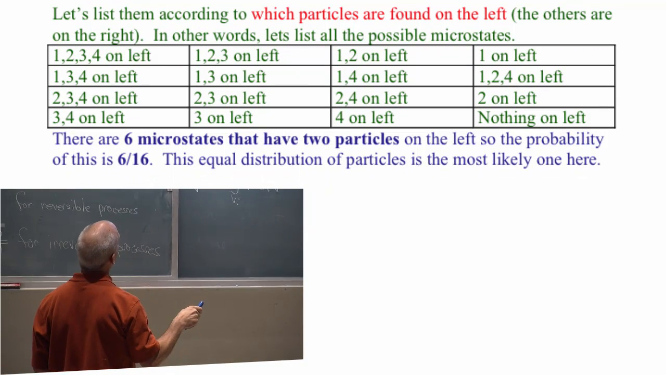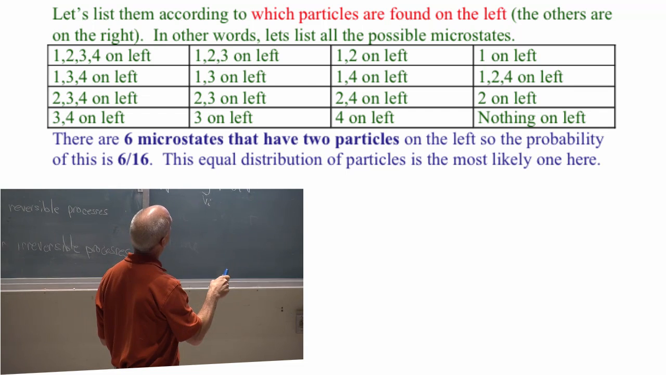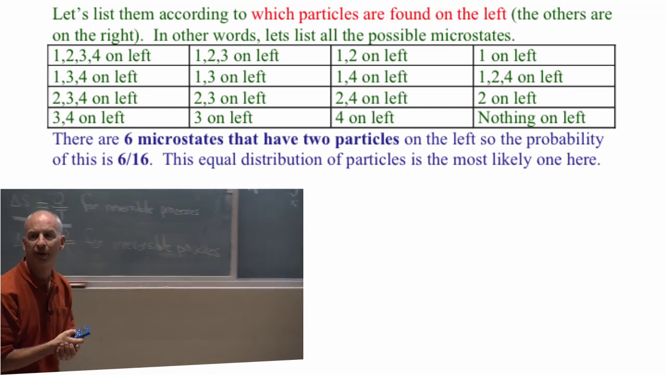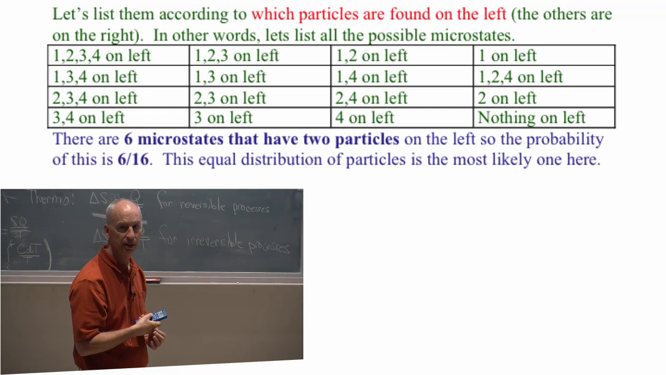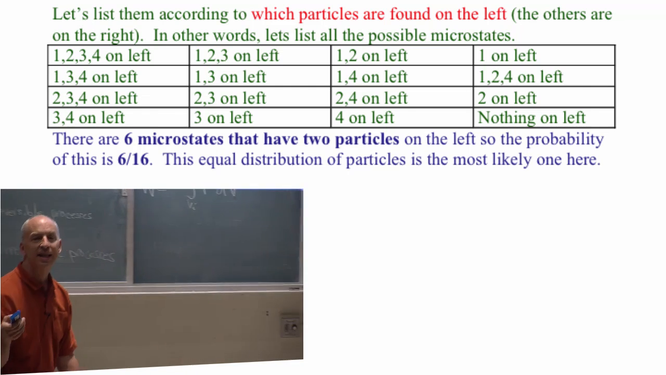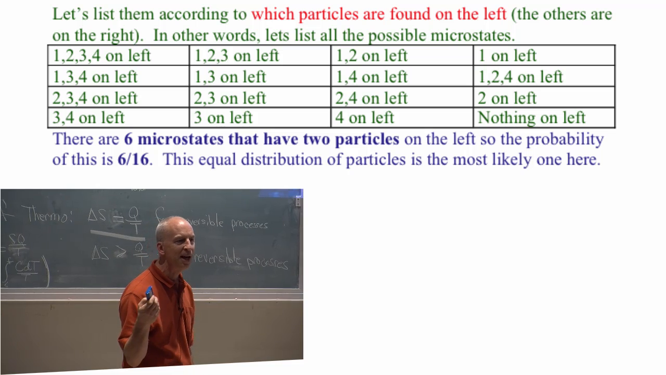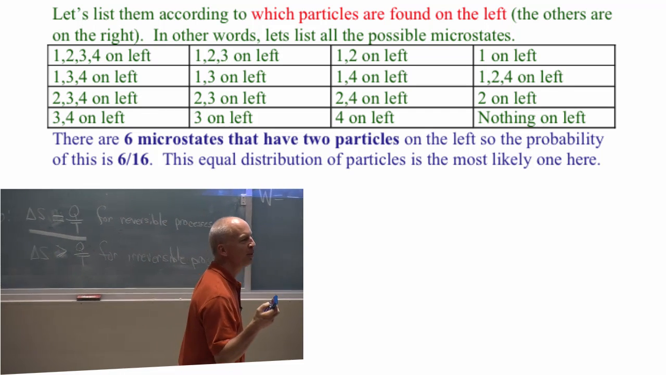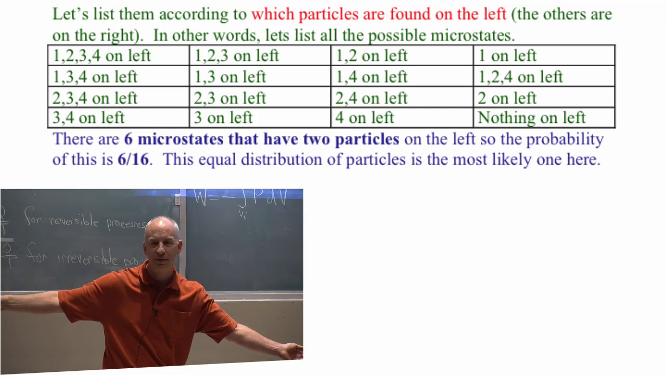And you can list them all. And I'm listing them here according to which particles are found on the left-hand side. So what's the most likely thing? Well, you probably have a good guess, and so I'm not going to ask you. The most likely thing is two on the left, two on the right.